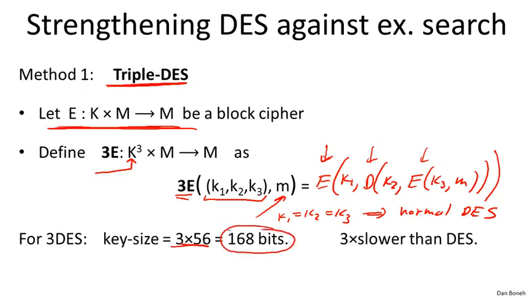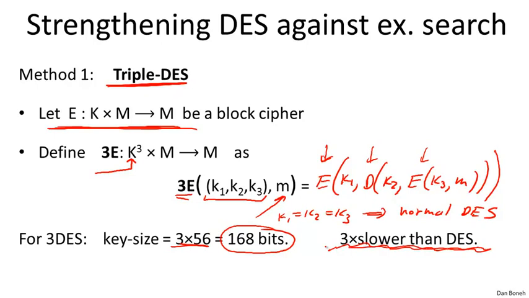Okay, so for triple DES, in fact, now we get a key size that's 3 times 56, which is 168 bits. So this 168 bits is way too long to actually do exhaustive search on. That will take time 2 to the 168, which is more than all the machines on Earth working for 10 years would be able to do. Unfortunately, of course, the cipher is 3 times slower than DES. So this is a real problem with triple DES.